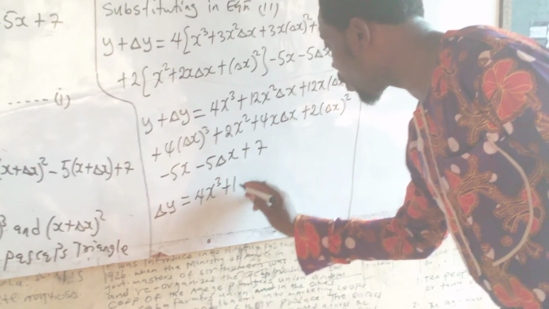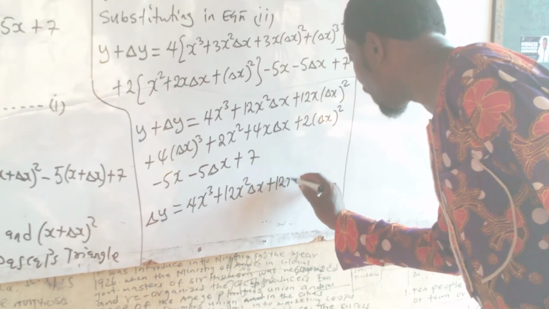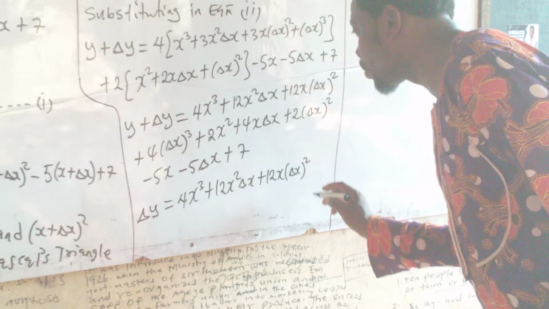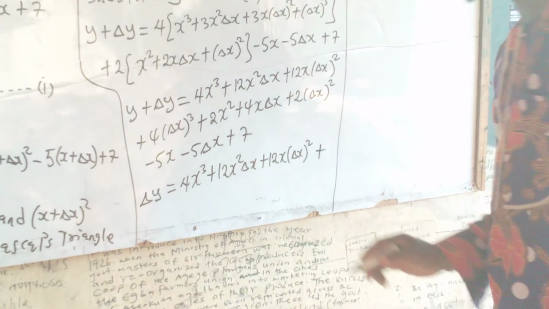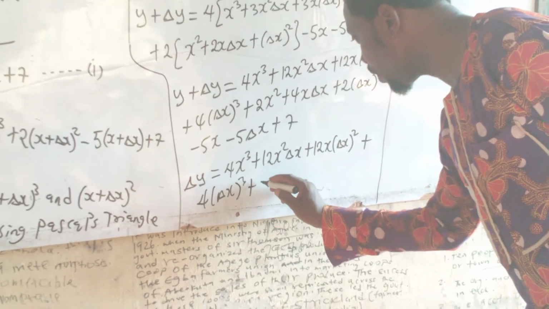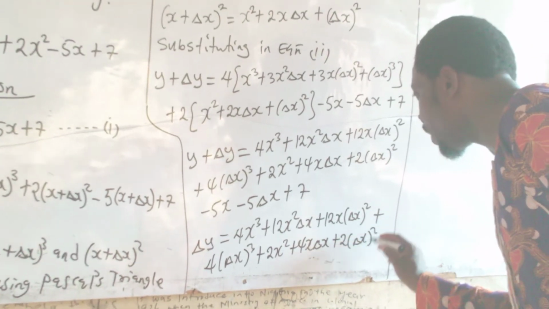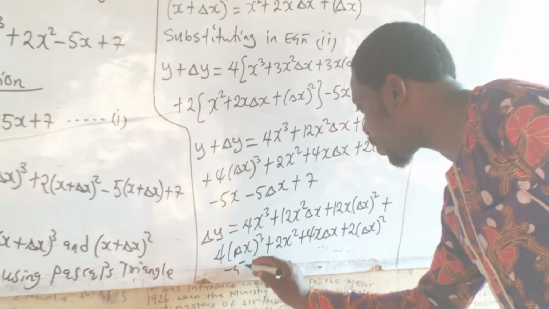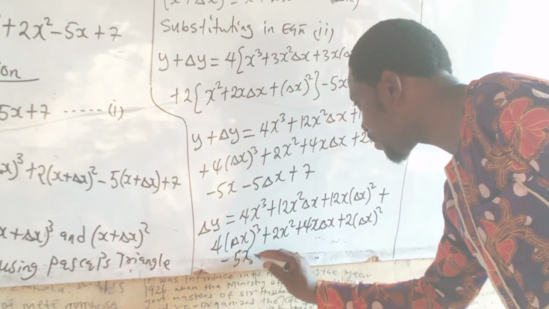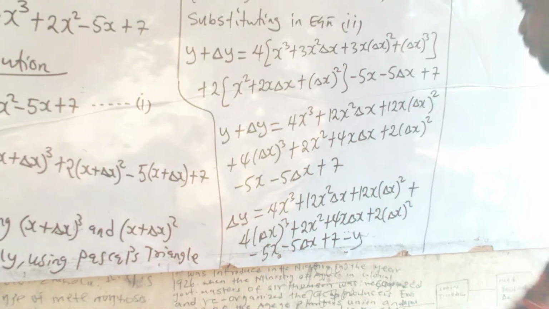the power 3 plus 12s squared change in s plus 12s into change in s raised to the power 2, then plus 4s into change in s raised to the power 3 plus 2s squared plus 4s into change in s plus 2 into change in s squared, what again? Minus 5s minus 5 change in s plus 7. Then if this y comes over to this side, it's going to give you minus y.